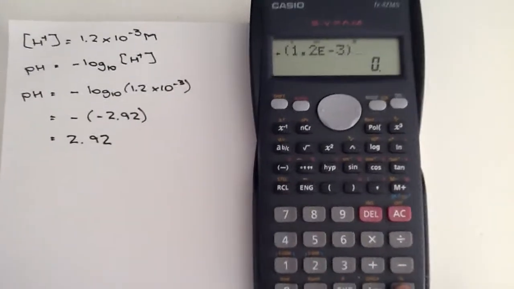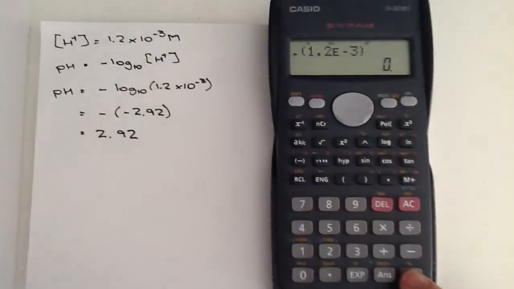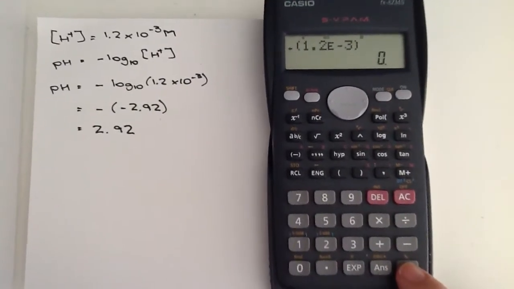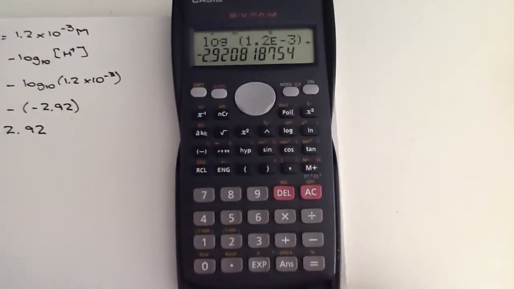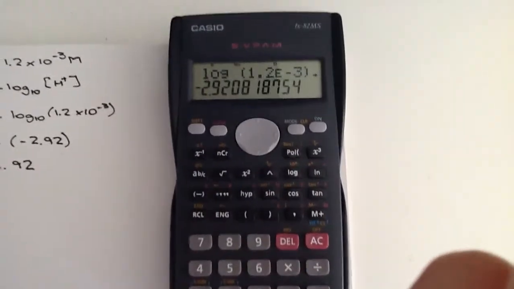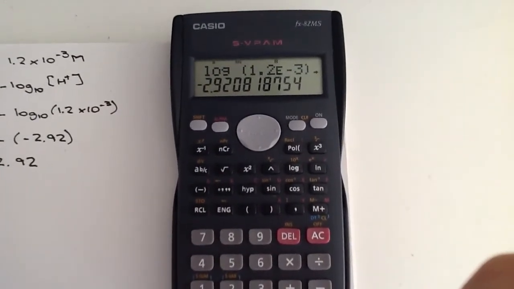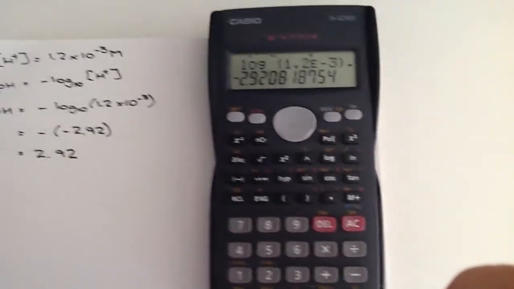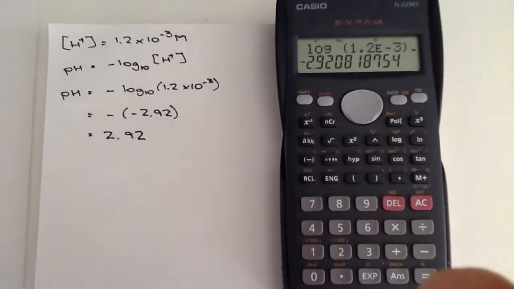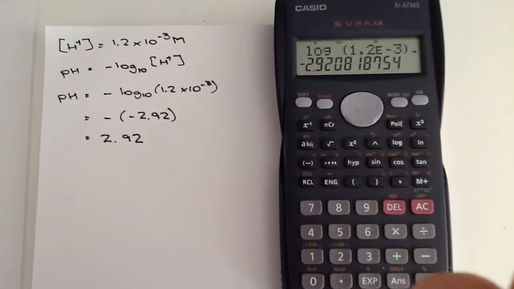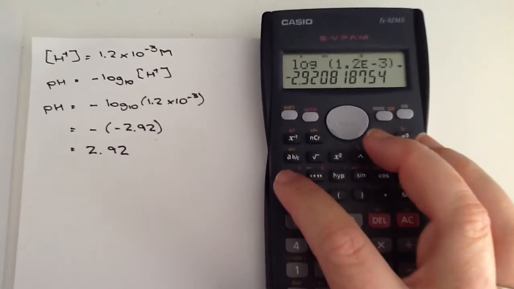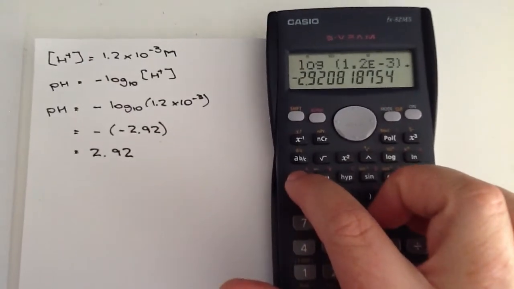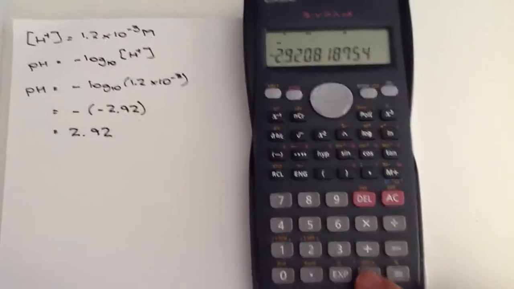Once again, all we're doing at this point is working out the log base 10 of 1.2 times 10 to the minus 3. We can see that we get an answer of negative 2.92. Now, we haven't taken the negative of the log of the concentration, and therefore our last process is to take the negative of the answer.